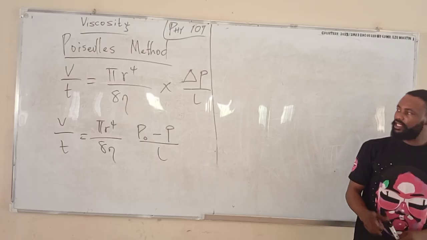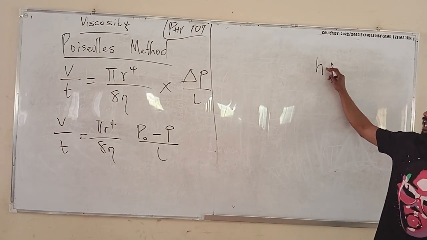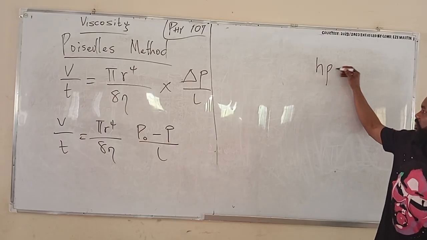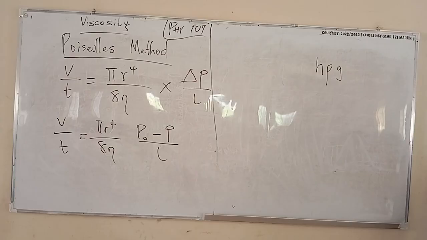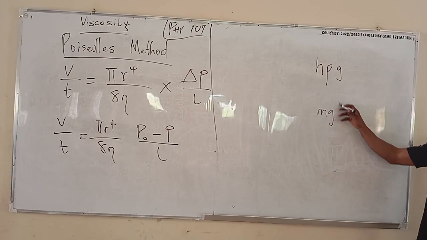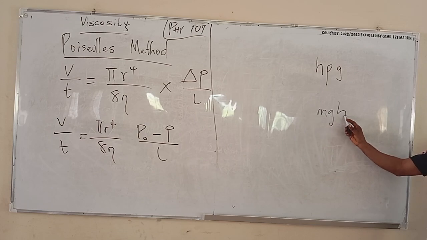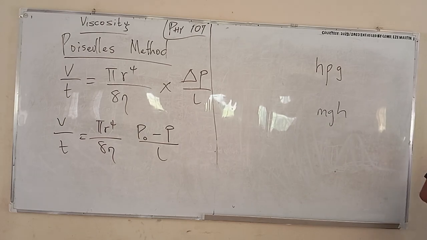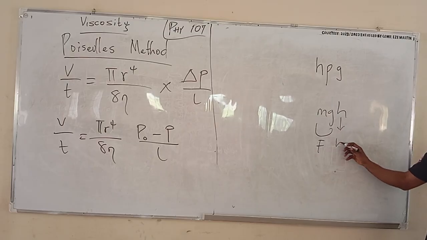So I now said, see what I said. If I have height, and I have density, and I have g, does this look like any formula we've encountered before? Yes. What is that formula? mgh, is it not looking like it? Mass, gravity, and height. And do you remember that this thing is F, and this one is H?